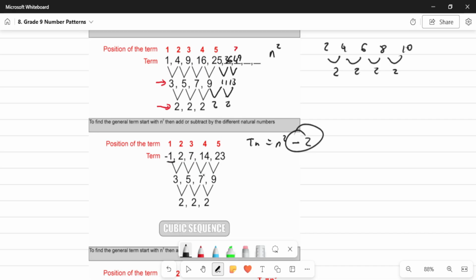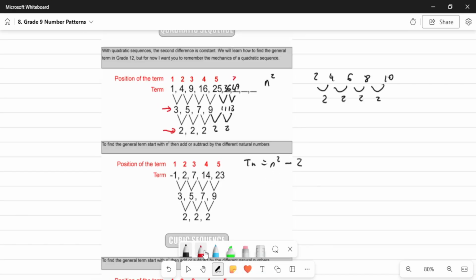Understood? It cannot get more difficult. It cannot be more difficult than that, right? Because if it was more difficult than that, then we will start going into grade 12 topics, right? But at a grade 9 level, you will most probably be given the quadratic sequence where you're just starting off with the basic one and you're adding or subtracting by some constant.